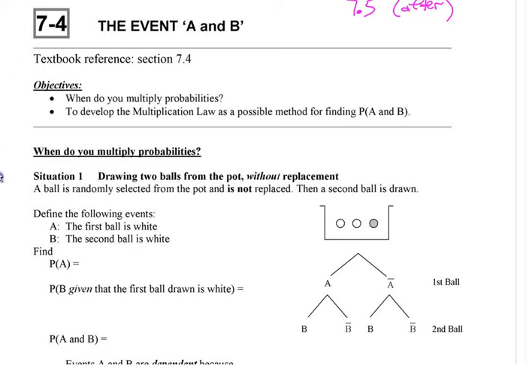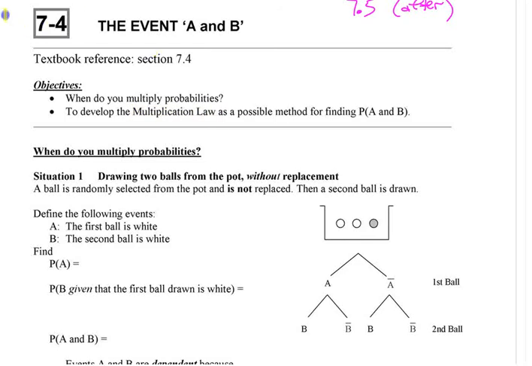We're looking at A and B, combining two events together with the word and. I think you have a sense already of some of what's going to be involved here, especially when the learning outcomes down here say, when do you multiply probabilities? Well, probably when it has something to do with and here. And then the other thing is to develop the multiplication law. That's another good hint that multiplication is going to be involved here.